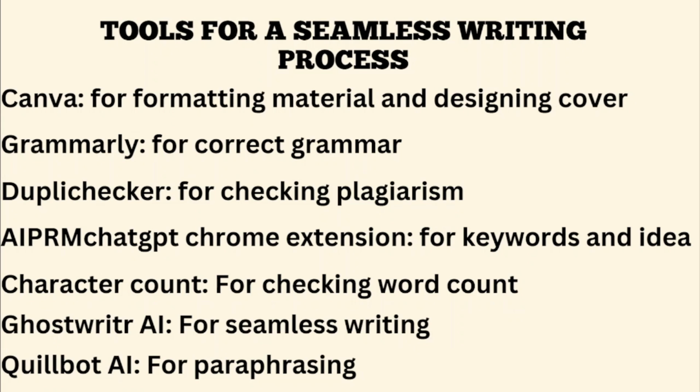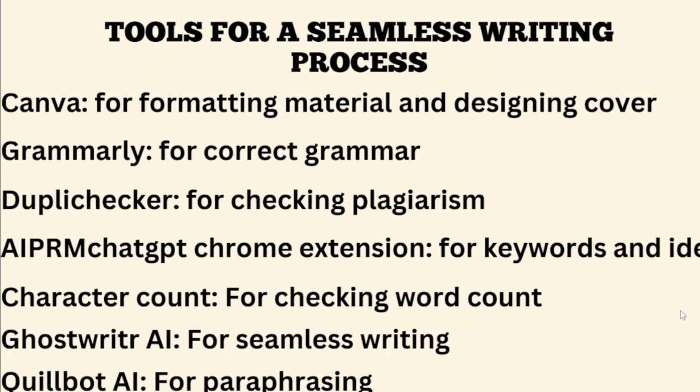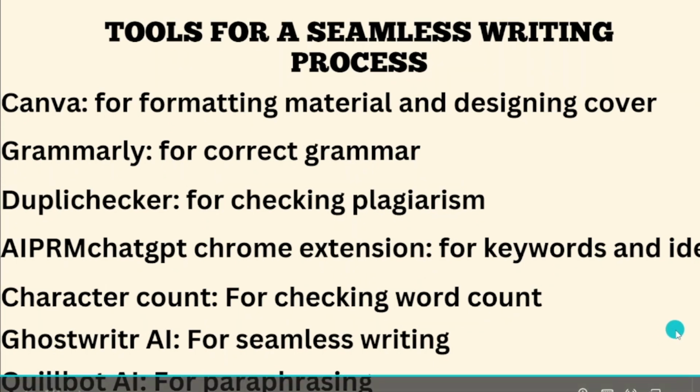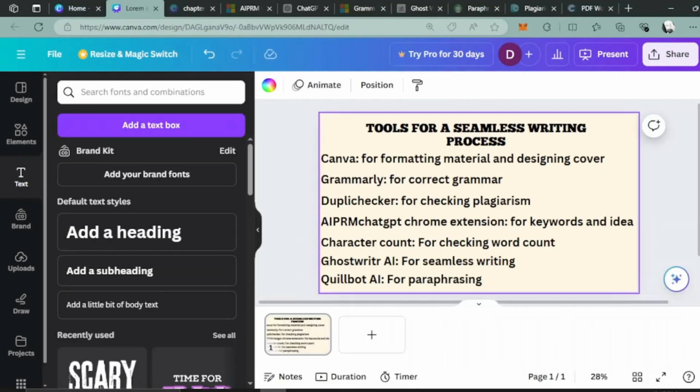The next one is Ghostwriter AI, and don't mind the spelling, that's actually how it is. It is for the writing. It's going to help us very well with the writing. It's specifically made for writing. The next one is Quillbot AI. It is for paraphrasing, to just change the words for us and make sure that we are not copying any other writer. So let's get right into it.